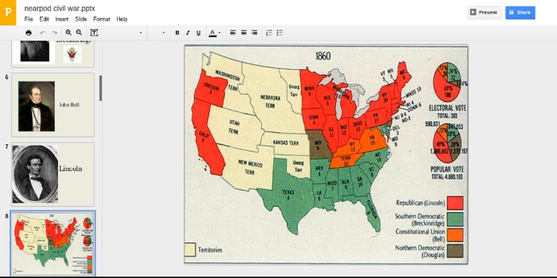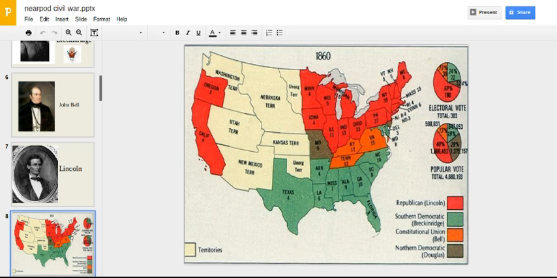But because of the makeup of the Electoral College and because of the four candidates who were running, Lincoln was able to acquire almost 60% of the electoral votes, even though he only received about 40% of the popular votes. Similarly, Stephen Douglas received almost 30% of the popular votes, but was only able to get about 12% of the electoral votes. Breckinridge, of course, garnered all the votes in the South.